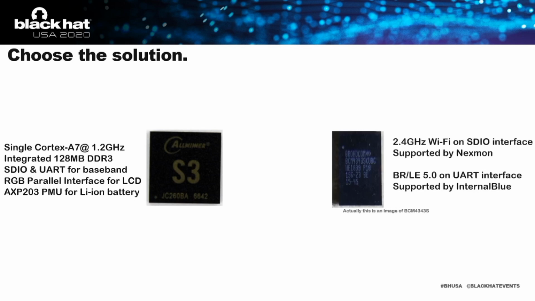The radio baseband uses the Cypress BCM43438, a Wi-Fi and Bluetooth 2-in-1 chip, supported by both NexMon and InternalBlue. These two amazing projects give us the ability to manipulate physical layer data, which means it is suitable for this project. My design is also equipped with a power management chip and an eMMC memory chip for the Li-ion battery and data storage. But how can we combine them?